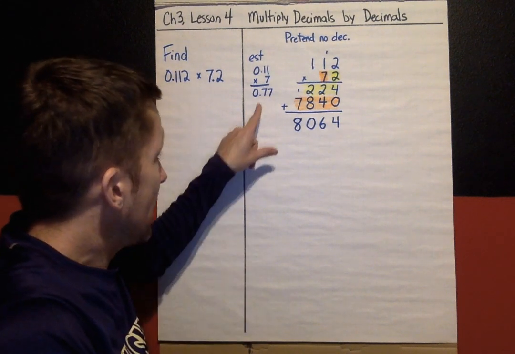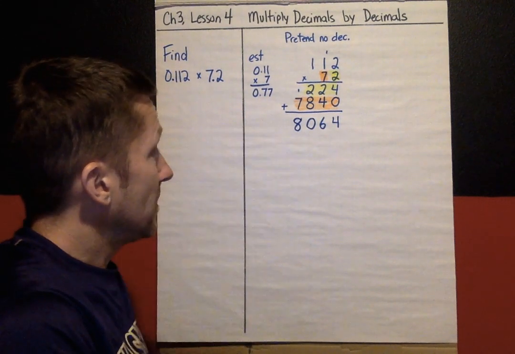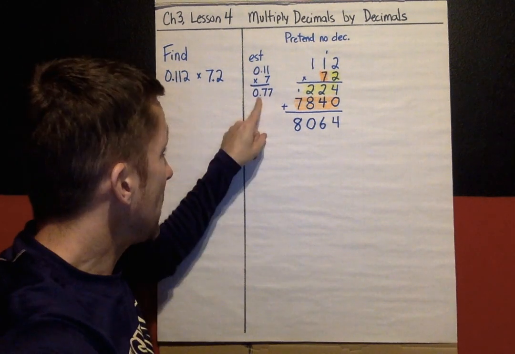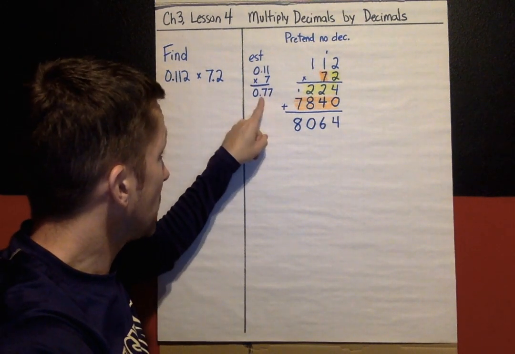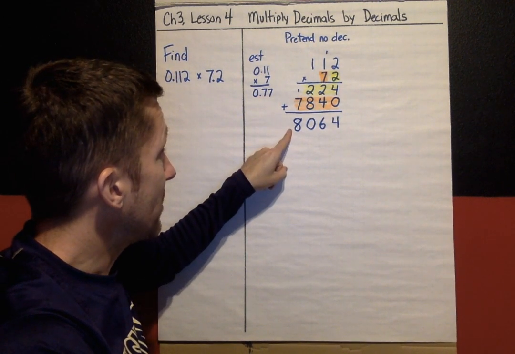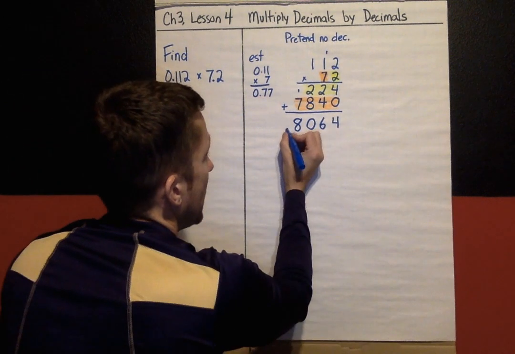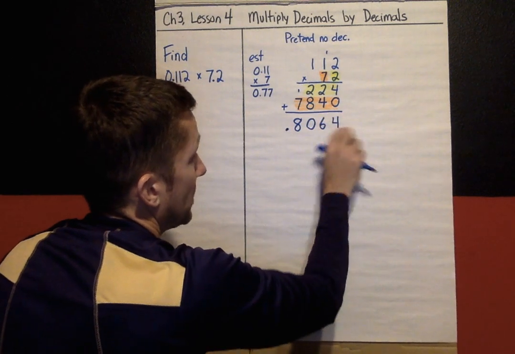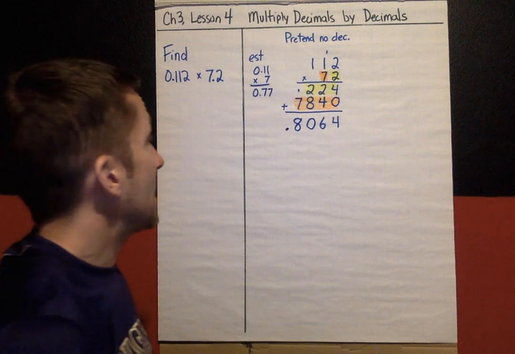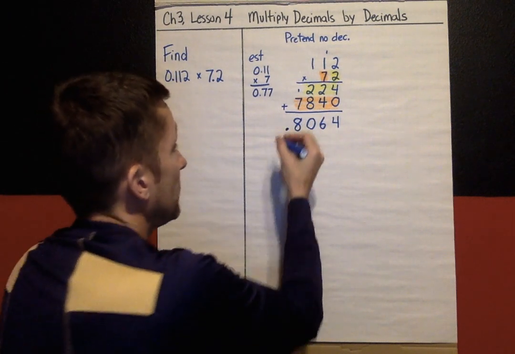Now, I can also use my estimate. Where can I put a decimal point so that my product, my answer, is close to 77 cents? It's got to go right here. That would make this 80 cents followed by 64, and that's as close as I can get to 77 cents.